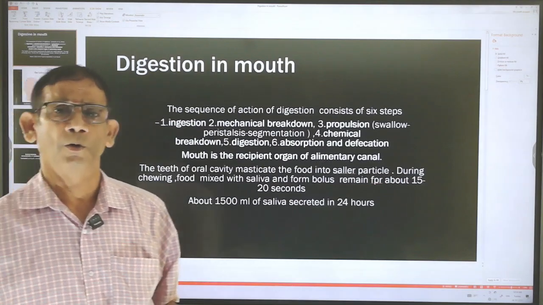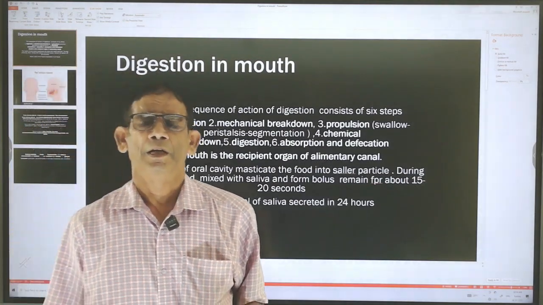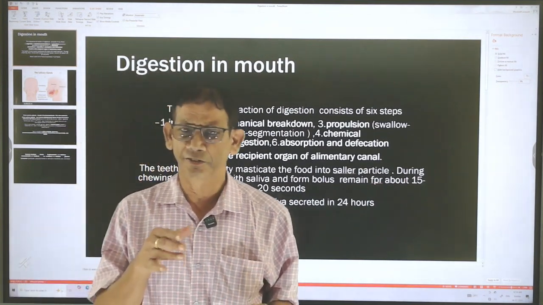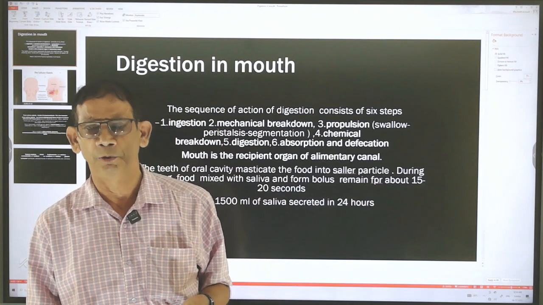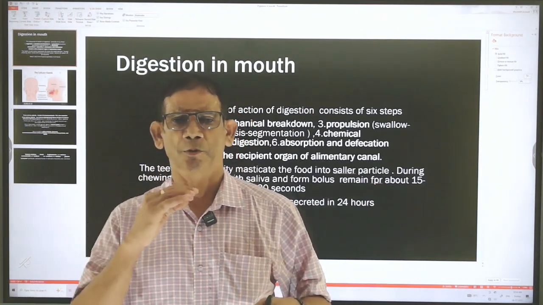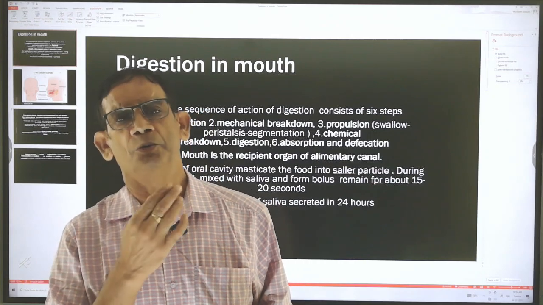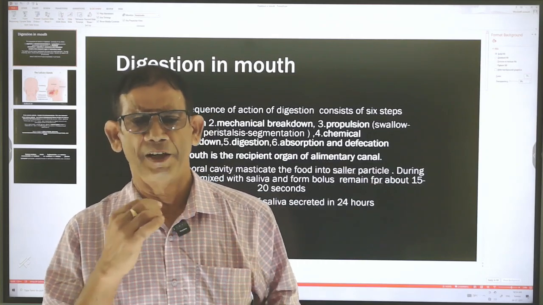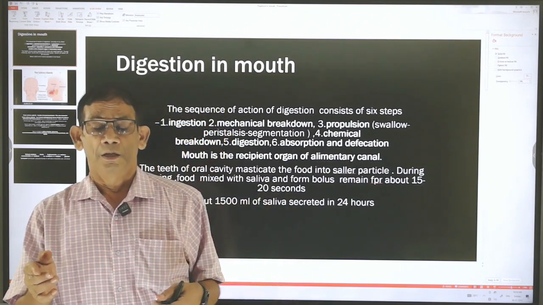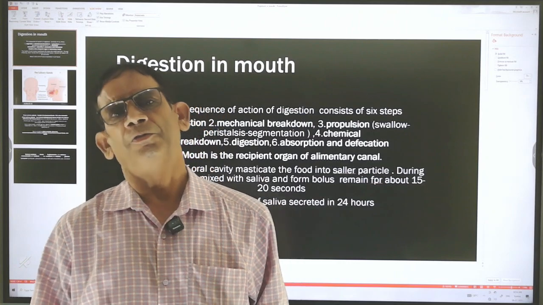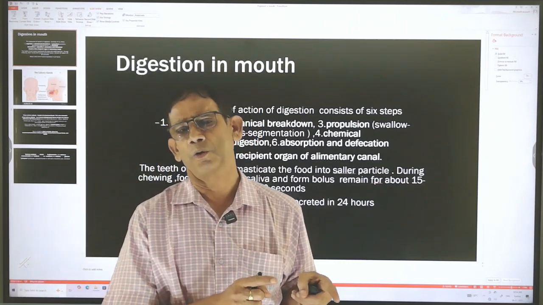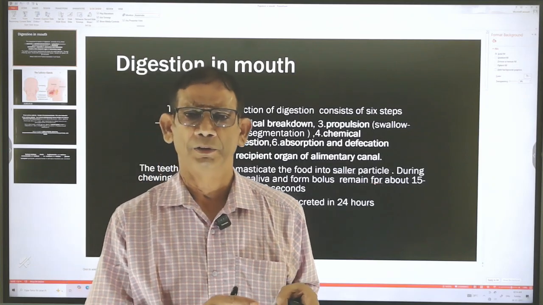So this is all about digestion in the mouth. After the formation of the bolus, it passes through the esophagus, which is called deglutition. Deglutition occurs in 3 steps. The first is passage from the mouth cavity to the pharynx, the second is from the pharynx to the esophagus, and the third is from the esophagus to the stomach.